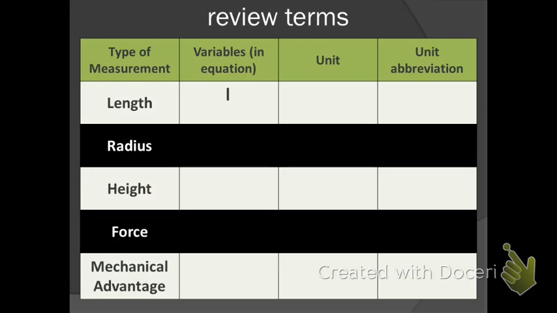What is the unit for length? Meters or centimeters is how you will measure length for these problems. And how do you abbreviate meters and centimeters? M or cm. M for meter, cm for centimeter. You should be writing.